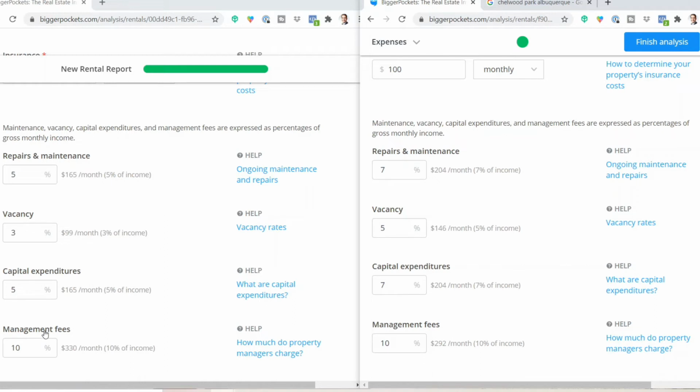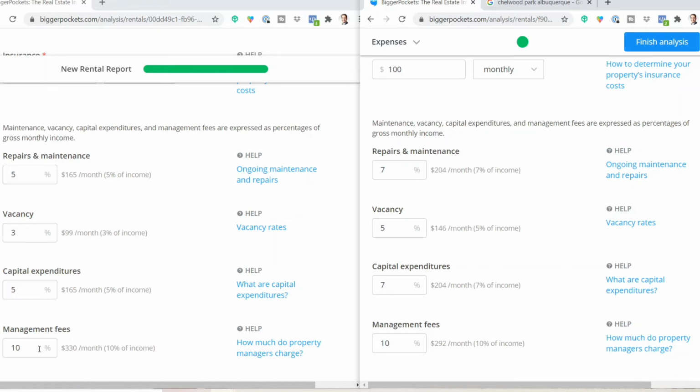And then of course, management fees. 10% is a very standard management fee. I'm always happy to pay my property manager 10% because she does an amazing job. And I would never hire or pay someone 10% who I didn't feel was extremely competent.